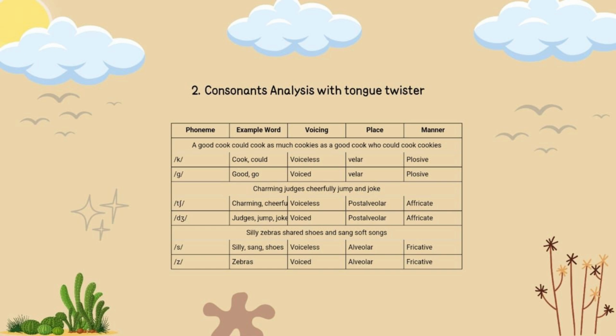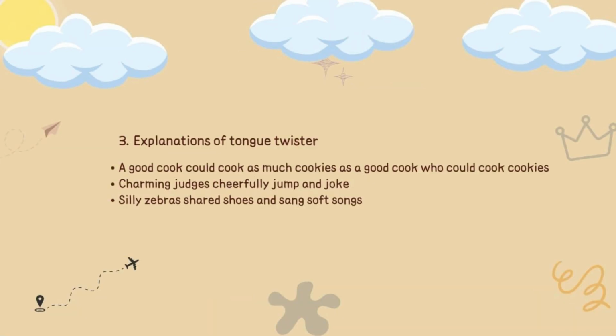The second tongue twister is: Charming judge cheerfully German joke. The last tongue twister is: Silly zebras share shoes and sang soft songs.